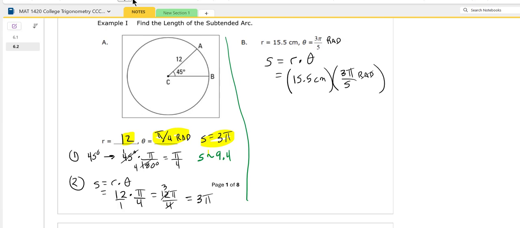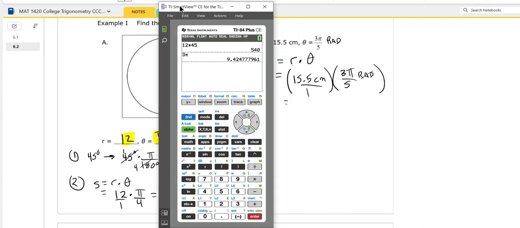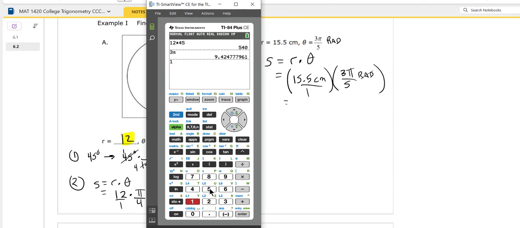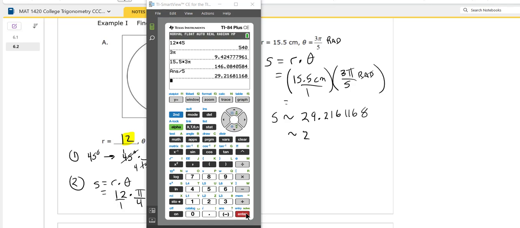So now I'm just going to take my calculator. You could take this and multiply it straight across if you wanted to. You could put that over 1, and I'll pull my calculator out, and then you can kind of see how I put this in. So I just do 15.5, and then I'm going to multiply that by 3 pi. Okay, that will get the answer like that. You don't have to write that down, and then divide that by 5. So you can do that all in one step on your calculator. So S is approximately 29.2168, and then you could round that to whatever you wanted to. So I'm just going to say about 29.2 centimeters.